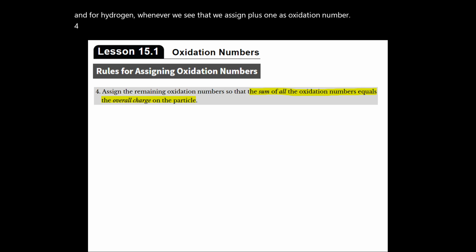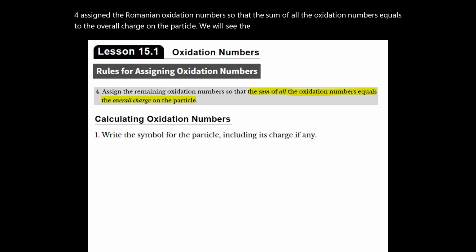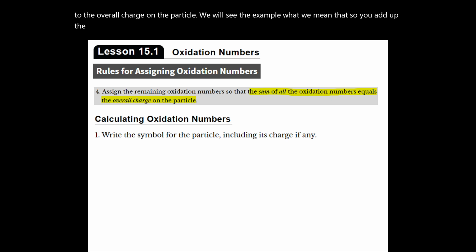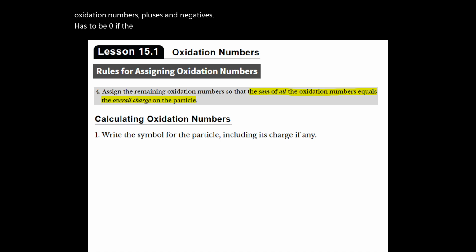Rule 4: assign the remaining oxidation numbers so that the sum of all the oxidation numbers equals the overall charge on the particle. We will see an example of what we mean. So you add up all the oxidation numbers. If the molecule is neutral, then the sum of the oxidation numbers, pluses and negatives, has to be 0. If a polyatomic ion has a charge of -2, for example, when you add up all the oxidation numbers, the sum must equal -2.